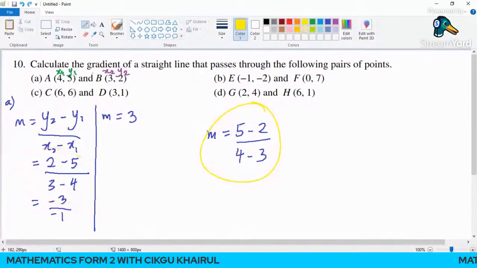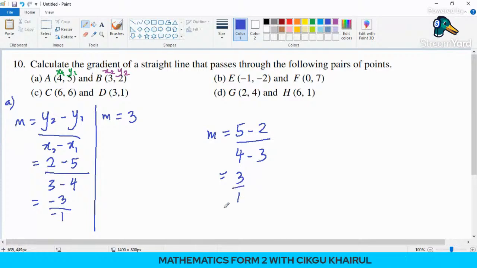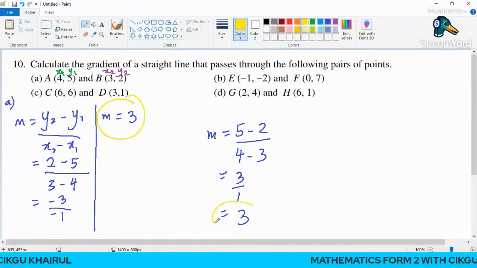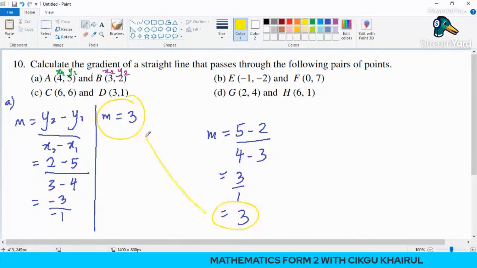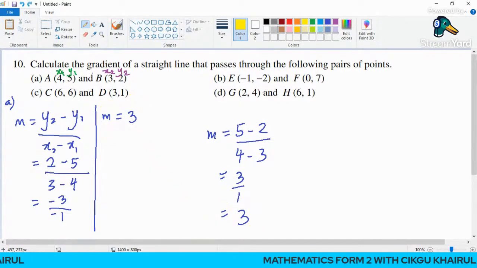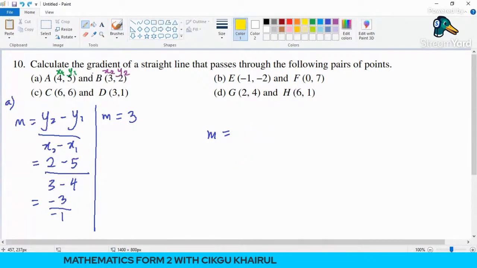So what happened? Let's see the value here. So 5 minus 2 is 3. 4 minus 3 is 1. And 3 divided 1 is 3. So if you can see, m equal to 3, here m equal to 3. These are same answer. So which one you set as point 1 or point 2 doesn't matter. The answer will be same. No problem. Okay, so we finish with question A. Now we go to question B.